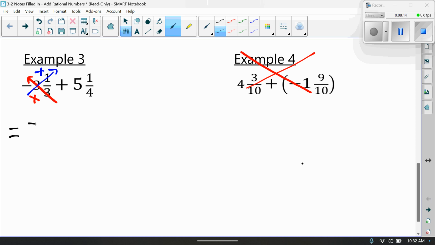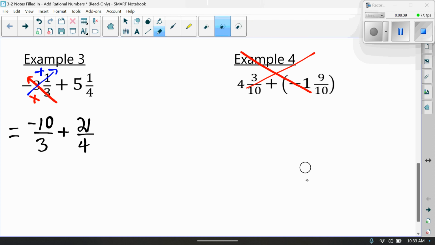So this is going to be a negative. Now what's 3 times 3? 9, plus 1 is 10. So this is going to give us 10 thirds, okay? Plus 5 times 4 is 20, plus 1, 21 over 4. Now, can I add those the way they are? No, we can't, because we need common denominators in order for us to add fractions.